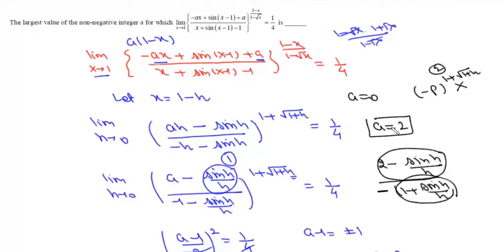So at a equals 2, we have this mathematical inconsistency. So the only option possible in this case is a equals 0. So the largest value of non-negative integer a is 0, and that is the answer to this question.